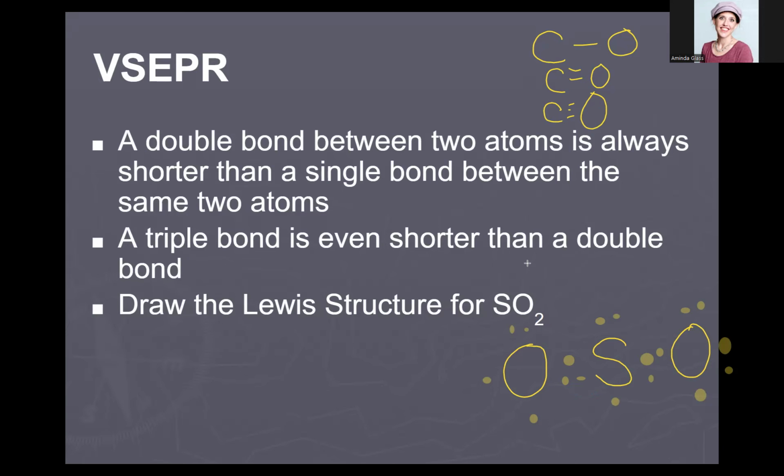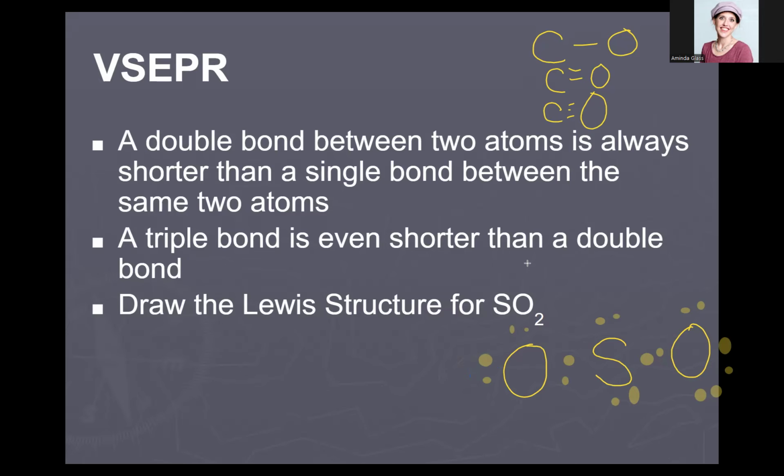Now I need to pair up my single electrons. So I'm going to move this one from the center and put it here on the bottom, pair it with that one. I'm going to move this lone one there and pair it with the one here on the bottom of sulfur. Then I'm going to take this one on the bottom of oxygen and put it here, with this oxygen.